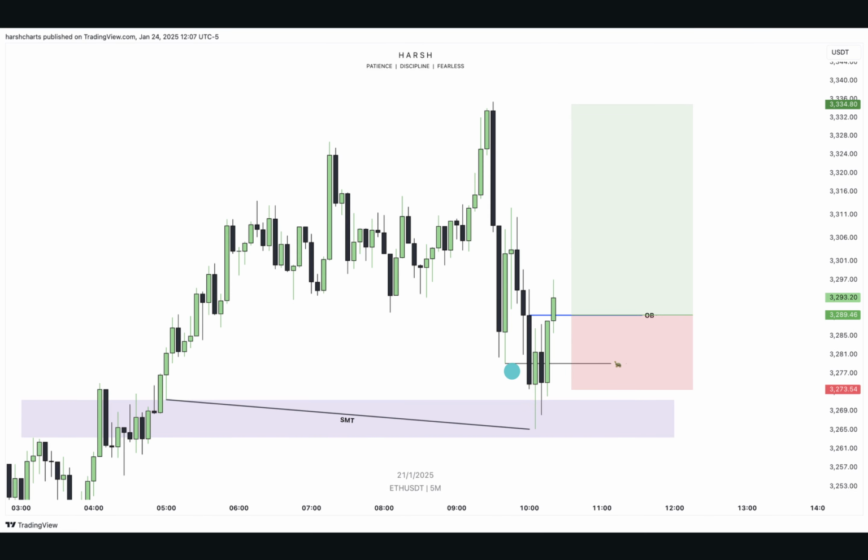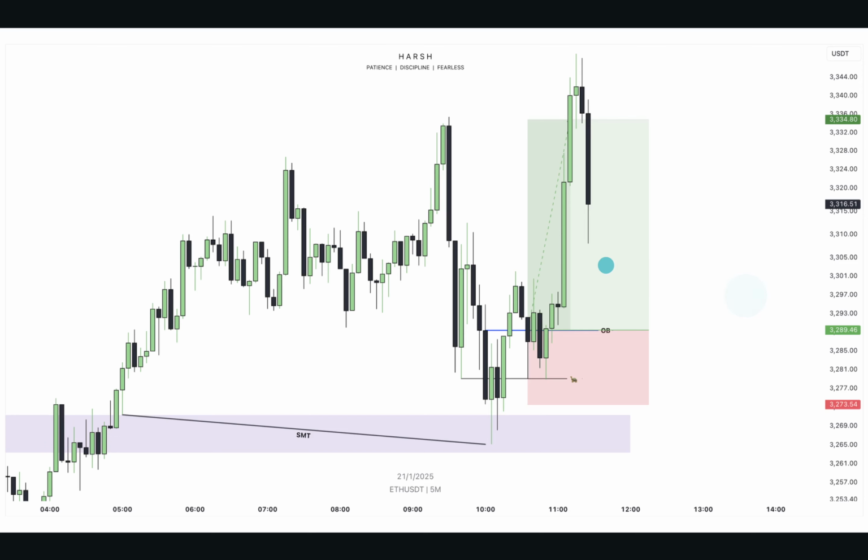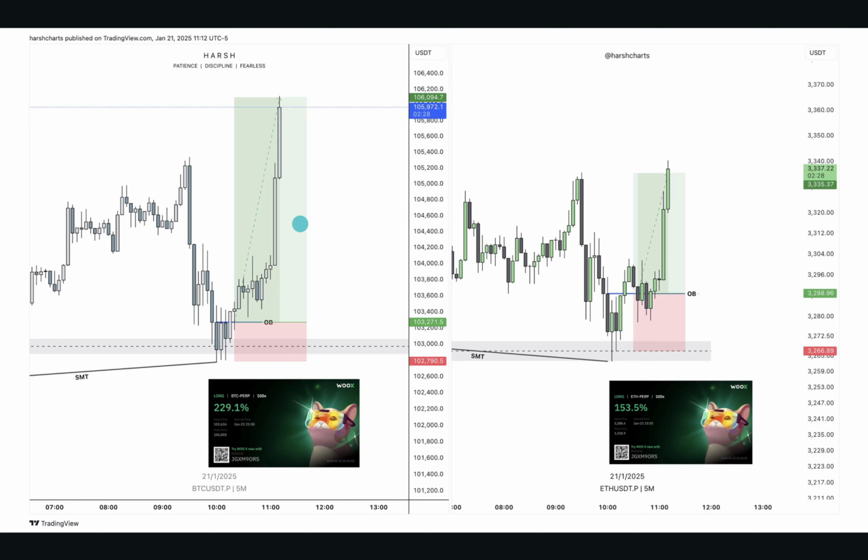Here you can see we have an SMT. This candle has taken the liquidity of this low, and once we close above this, all we are going to do is place an order there. We will set the stop loss below that candle's low and just wait for it to hit TP or stop loss. So here we have another target, but it was about 2.85 R. Okay, now here are the two wins which we had.